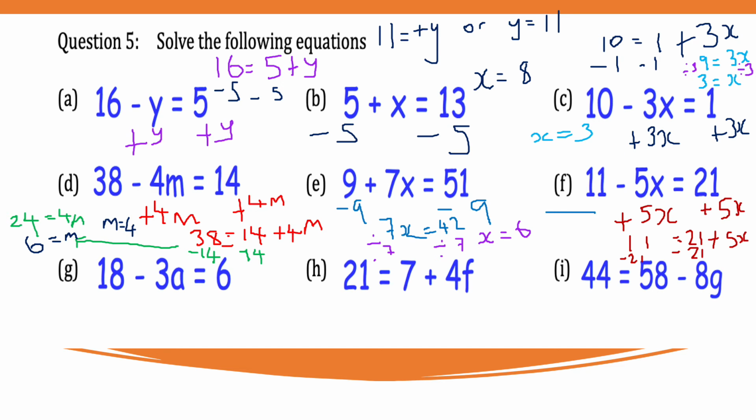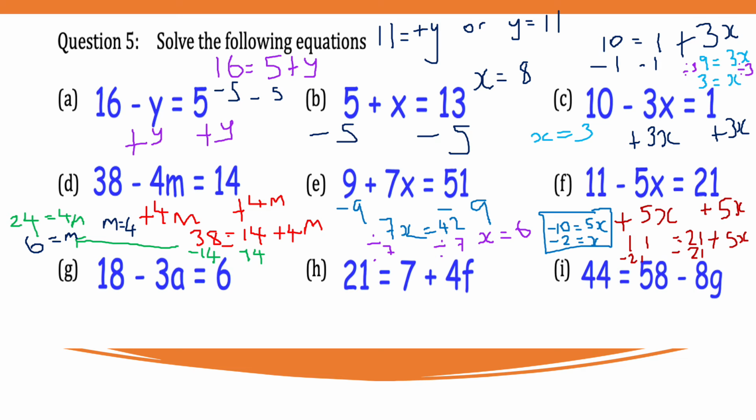So let me just put like a little box here so we know which question we're on. So we're looking at F here, guys. 11 take away 21 is minus 10. That's equal to 5x. 5x means 5 times x. So the opposite of multiplying by 5 is dividing by 5. Minus 10 divided by 5 is minus 2. Okay, a negative divided by a positive gives me a negative sign.